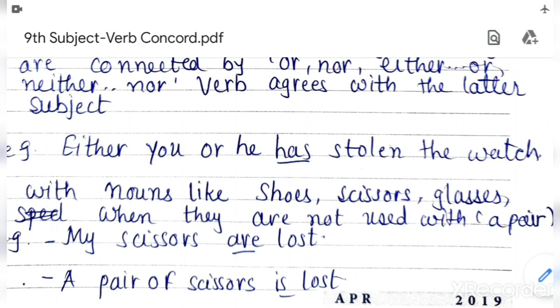Okay, next one. The king and poet are here. What is the mistake in this second sentence? Here also we will not use "are". Why will we not use "are"? Because the king himself is a poet.